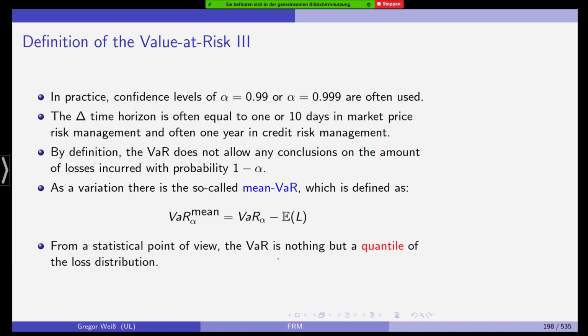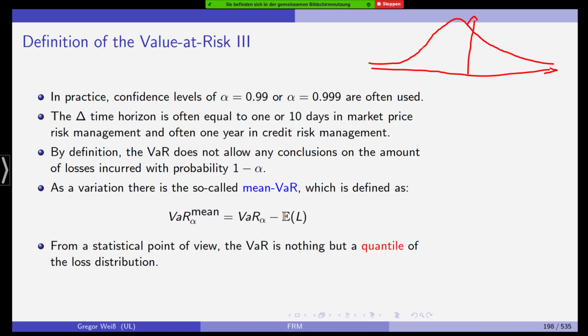And by definition, the value at risk does not allow us to draw any conclusions on the amount of losses incurred beyond it, but only on the probability, and on the amount of losses incurred with probability 1 minus alpha. So what is the value at risk? If you haven't understood the definition already, let's look at a profit and loss distribution that might look like this.